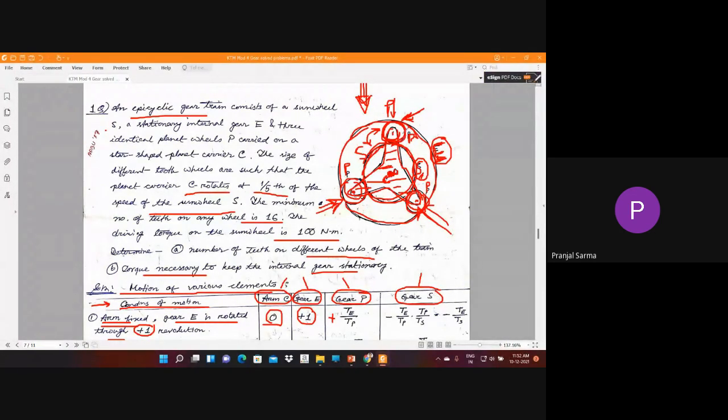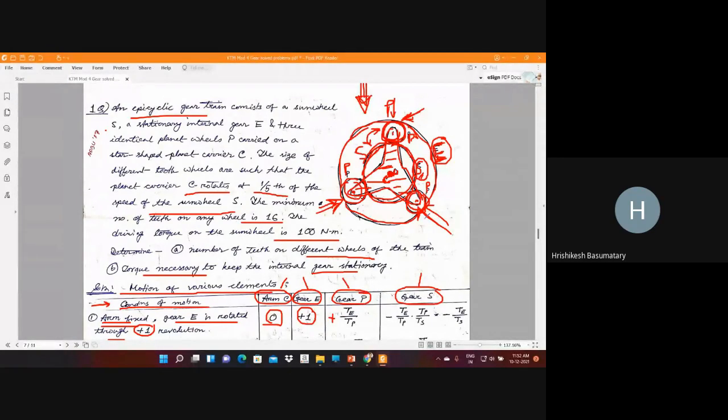Suppose the planet wheel is rotating in the anti-clockwise direction. What will happen to the sun wheel? Clockwise direction or anti-clockwise? External meshing. What happens in case of external meshing? Both will rotate in the same direction or in opposite direction.